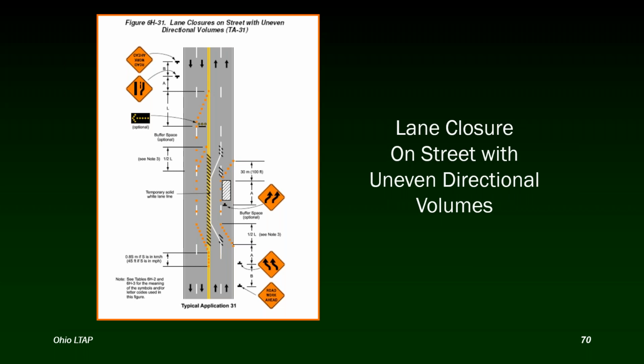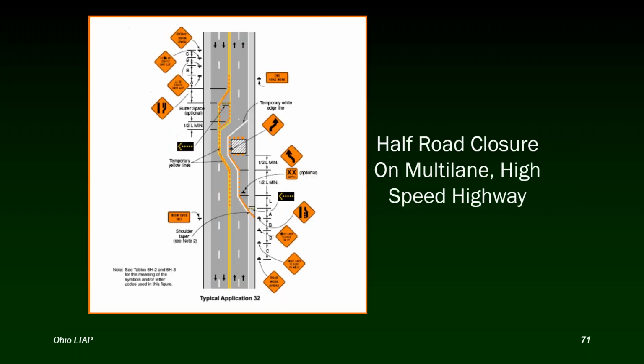Here we have a lane closure on a street with uneven directional volumes. So this looks like a longer term project, but they would have one lane closed for morning rush hour and then flip-flop it to have a lane closure in the other direction in the evening to handle the uneven directional volumes with the morning rush and PM peak hour.